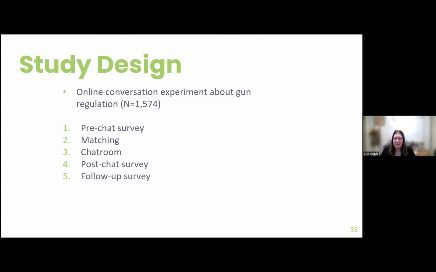So this is what the study design looks like. Gun regulation is a big and important topic on which it's sometimes very difficult to get traction in conversations. People have a lot of big feelings about it. And so we have people come into an online conversation about gun regulation. We have 1,500 conversations. We have a pre-chat survey. So they come in, they take a survey. We match them with a partner based on the information they're giving us about their position on gun control in that pre-chat survey. We move them into a chat room.